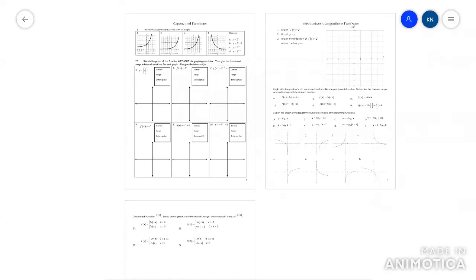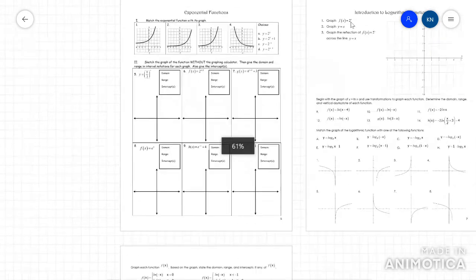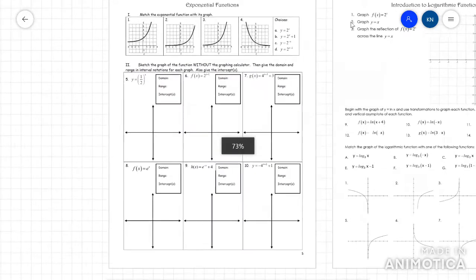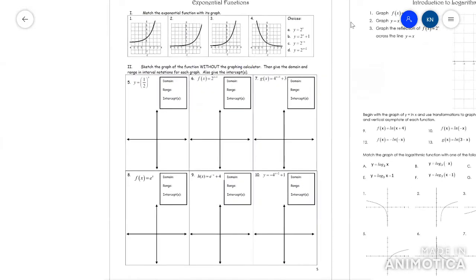Okay, this video is going to go into the basics of graphing exponential versus log functions. So let's go ahead and get started. This first one, you're just graphing exponentials. So you need to know what exponentials look like. They take this shape.